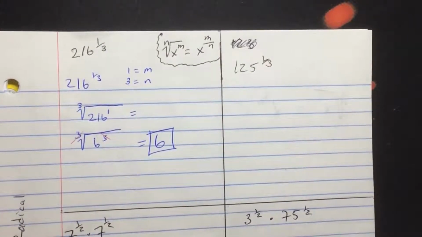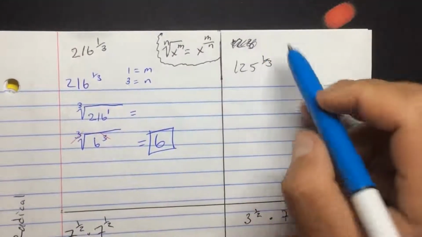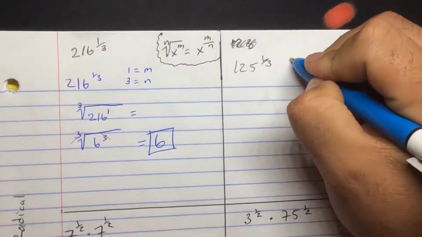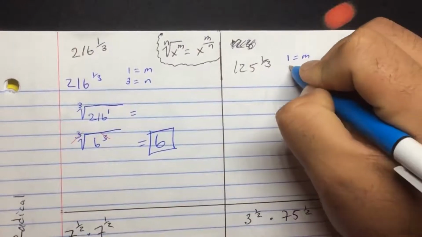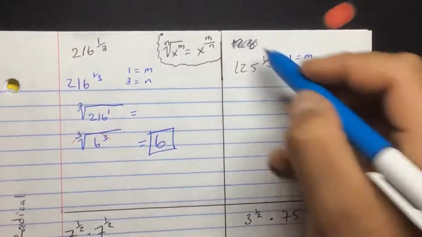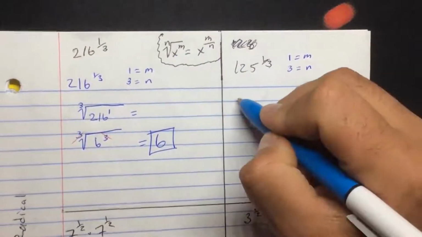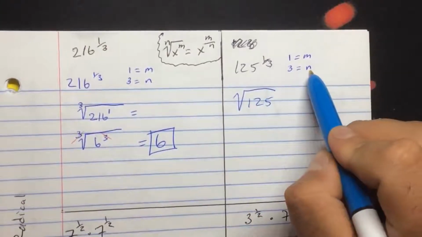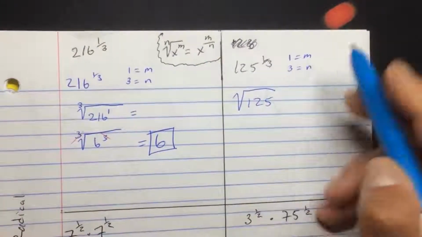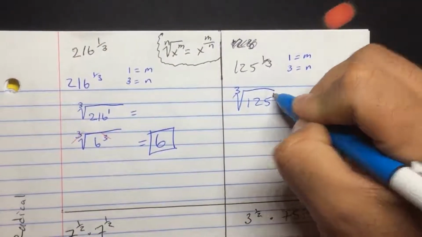We go back to blue, which we were actually on, and we do the same thing. We have the same formula we're using here, and we find that our 1 is equal to our m, and our 3 is equal to our n. So we can rewrite this again, just over here, going to this form. We have the nth root of 125, and the n is 3, so it's the cube root of 125 to the 1st power.